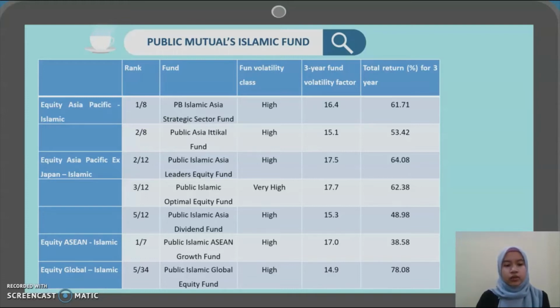48.98%. And for Equity Asian Islamic is Public Islamic Asian Growth Fund and their fund volatility class is high and the 3-year fund volatility is 17 and total return is 38.58%. And the last one is under Equity Global Islamic, which is Public Islamic Global Equity Fund and their fund volatility class is high and the 3-year fund volatility is 14.9 and their total return for 3 years is 78.8%.